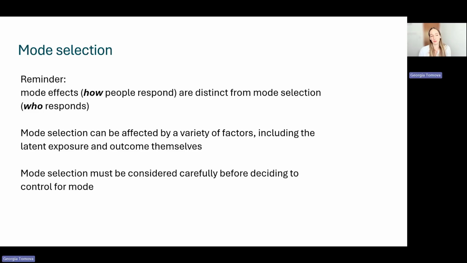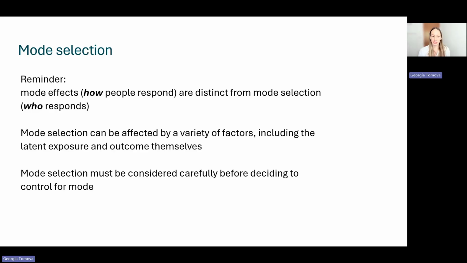So mode selection, as hopefully you'll be convinced by the end of this, must be considered very carefully before deciding to control for mode, because in a lot of these examples that we've seen, the solution to control for mode is very simple and it works in all of these scenarios, but mode selection adds an additional complexity.